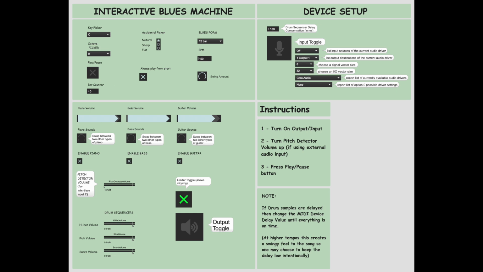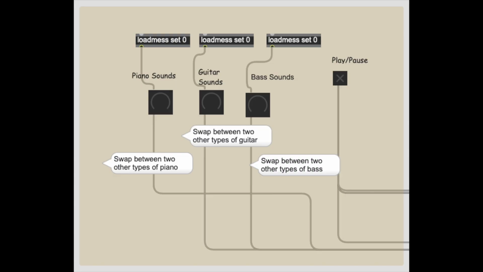It is an interactive blues machine with a pitch detector for electric guitars. First things first, we have three different MIDI instruments as you can see from the screen. From this section, the user is basically allowed to choose between different sounds of each instrument. In this case, however, I limited it to three different sounds for each one to avoid confusion.